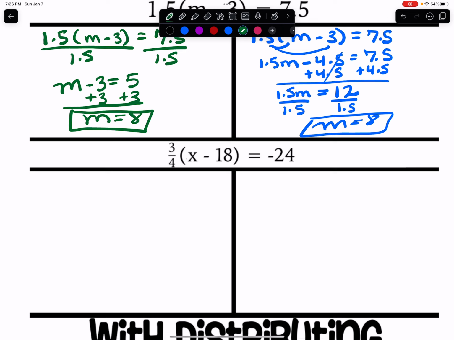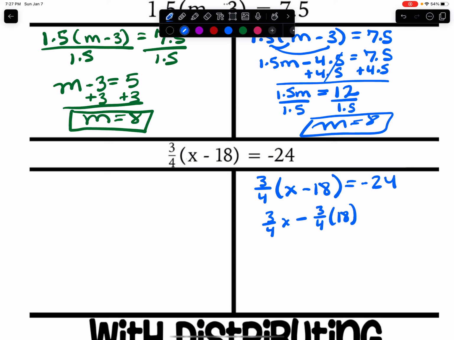Let's try this one that has a fraction in front. And we'll see that we just basically do it the same way. Don't be afraid of the fractions. You could change this to 0.75, but remember that if we have a fraction that is a repeating decimal, you won't be able to change it to a decimal. So we'll do 3/4 times x, and then we're going to do 3/4 times 18. So I'm going to show that step here.